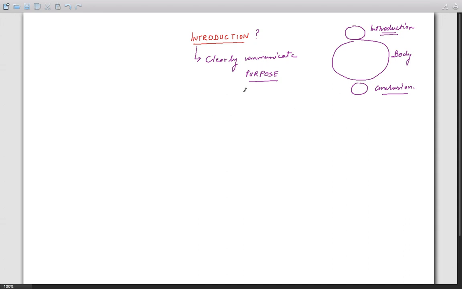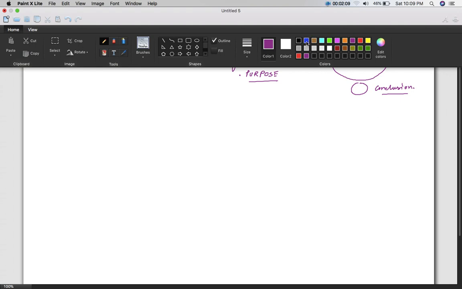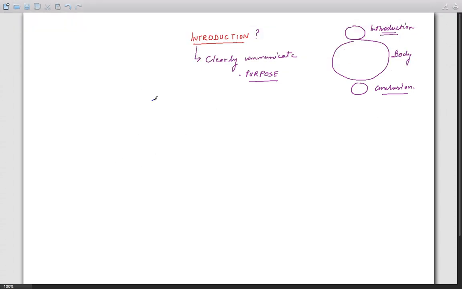Okay. Now, what is the purpose of an essay? How do you know the purpose of an essay? Well, there are two ways in which you can determine what exactly the purpose of the essay is. Both of these are important to write a powerful introduction. The first element is to understand the question.